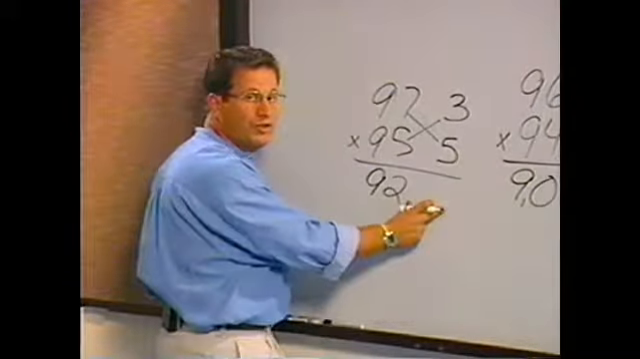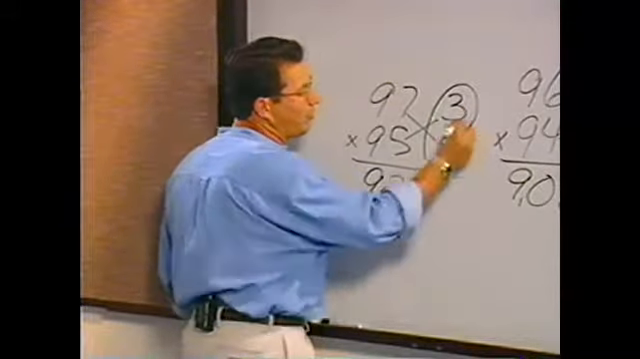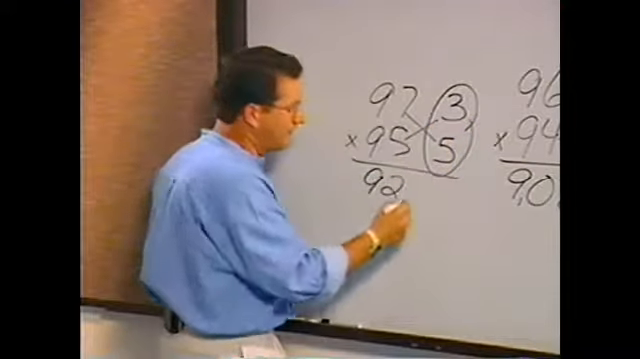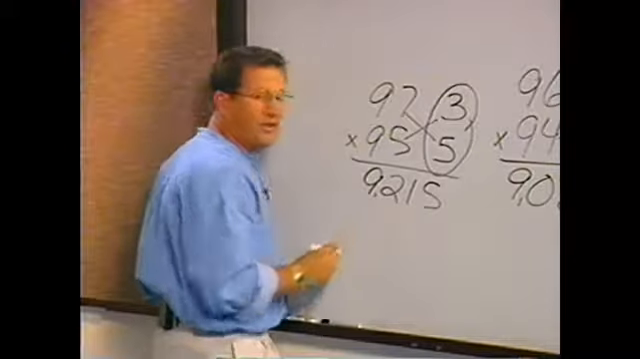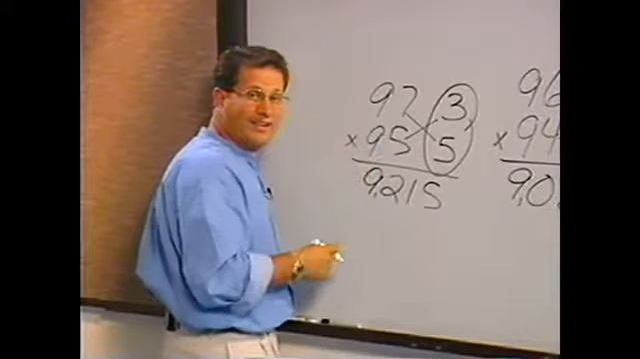To get the rest, what do we do? Multiply the two numbers on the right. What's 3 times 5? 15. So the answer to 97 times 95 is 9,215. That's it. It's that easy.